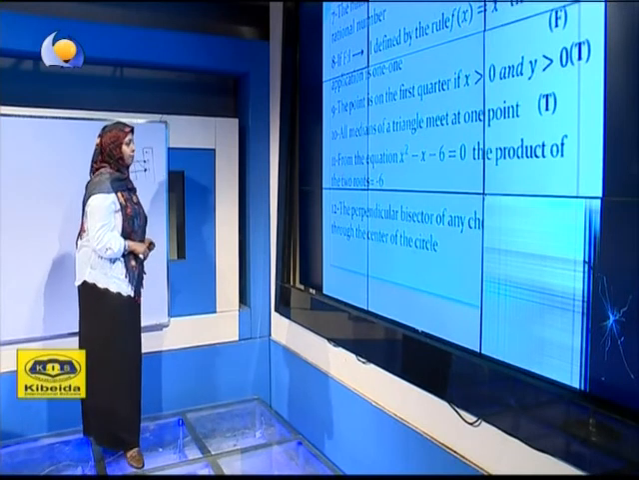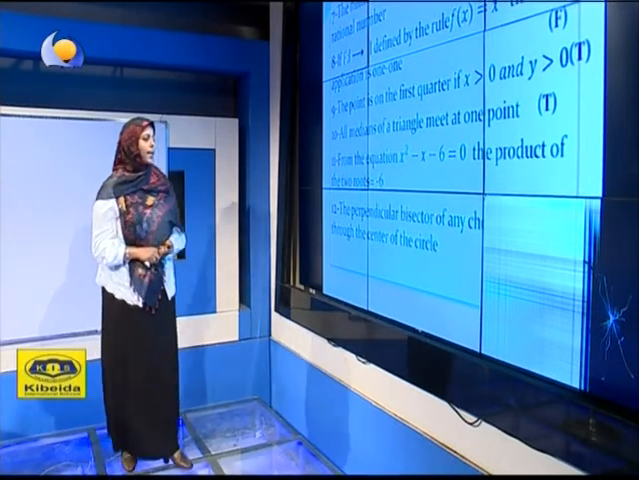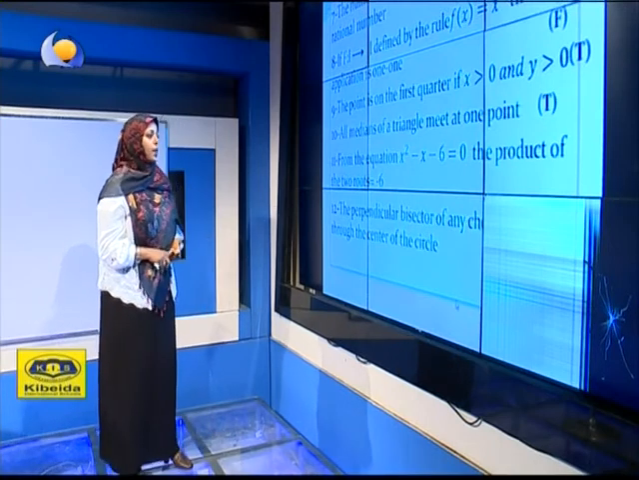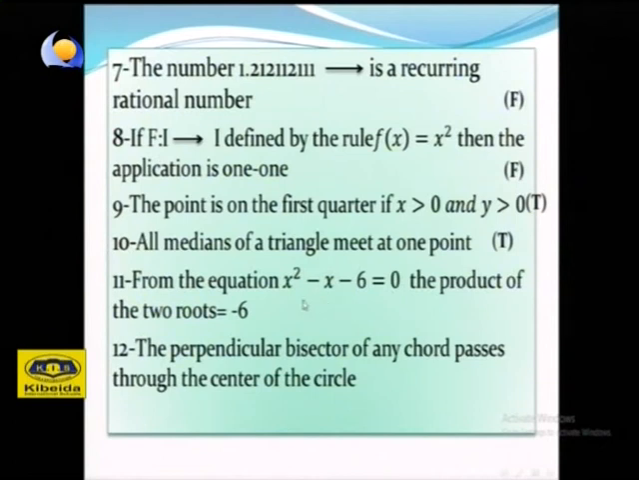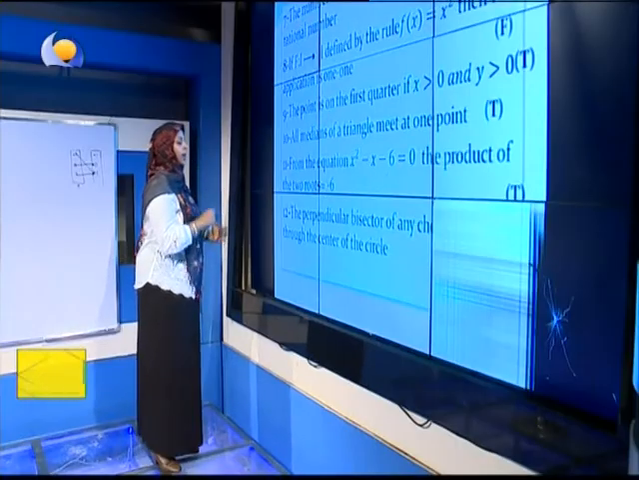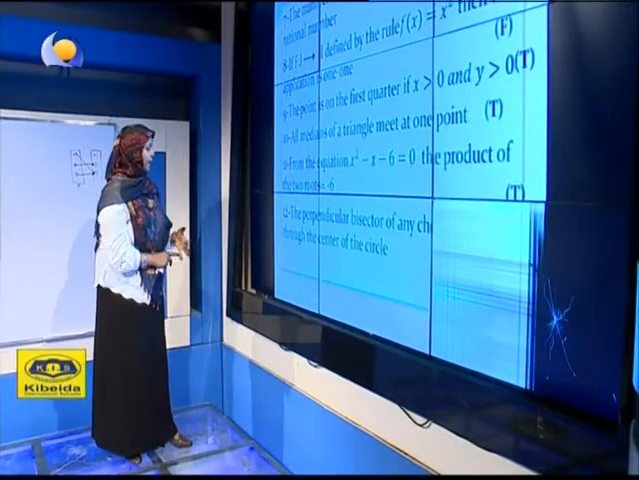Number 11, from the equation x squared minus x minus 6 equals 0, the product of the two roots is equal to negative 6. We all know that the product of the two roots is actually the free term, or the last term. So the free term here is negative 6, and this is completely true. That is, the product is negative 6. Please take the sign into consideration. The answer should be with its sign, okay? So my answer here is true.